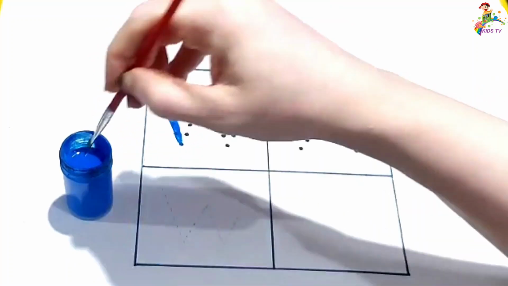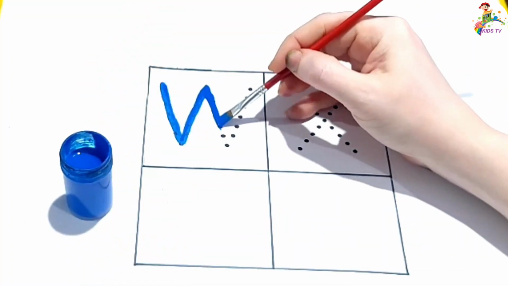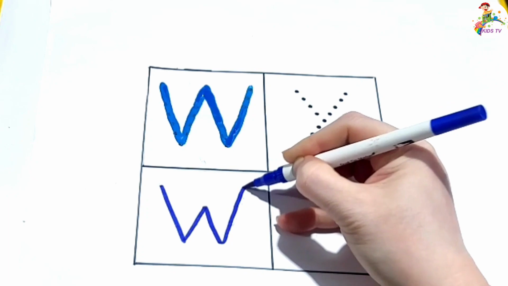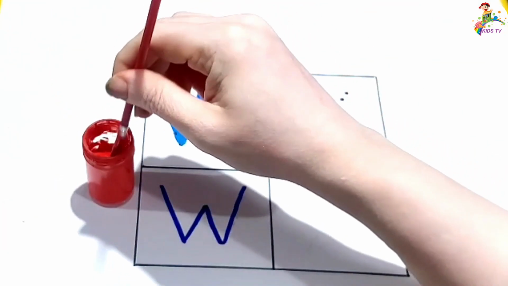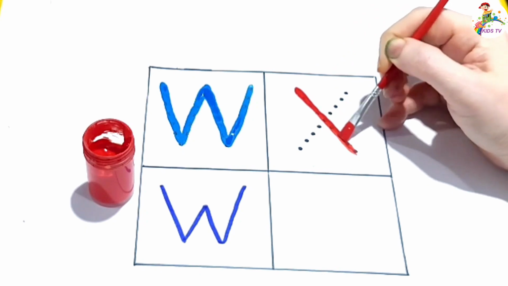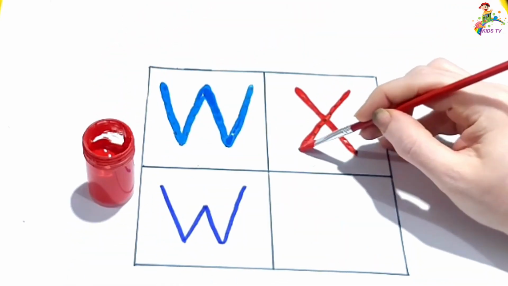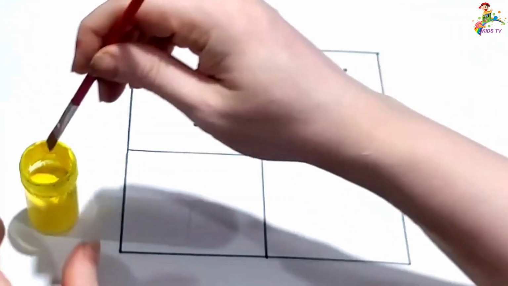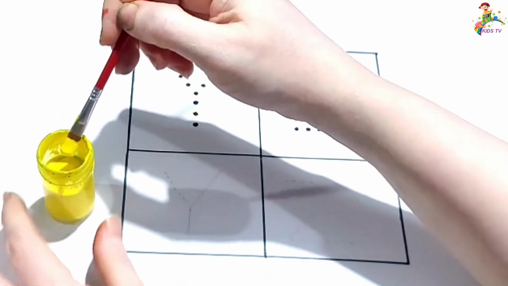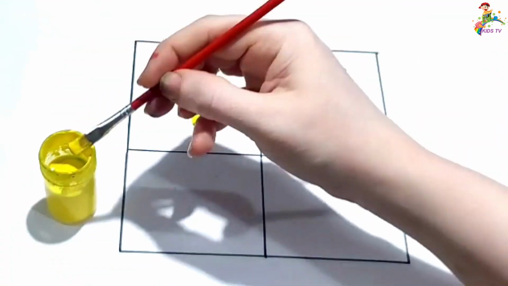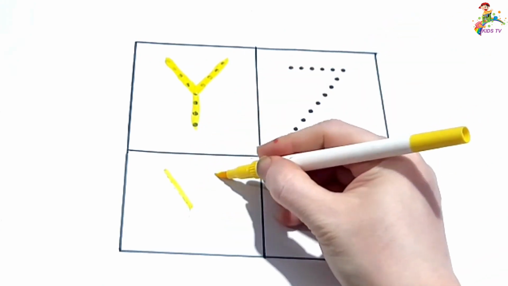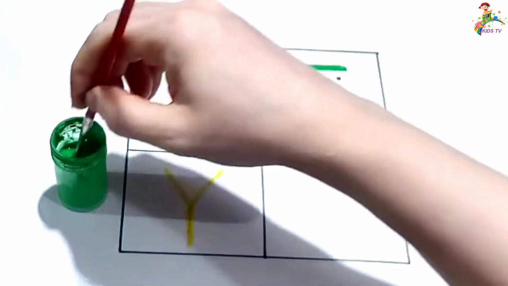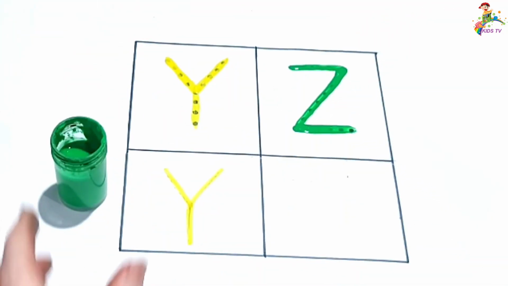Blue color. W. W for watch. W for window. Red color. X. X for X-ray. X for telephone. Y. Y for yo-yo. Green color. Z. Z for zoo.